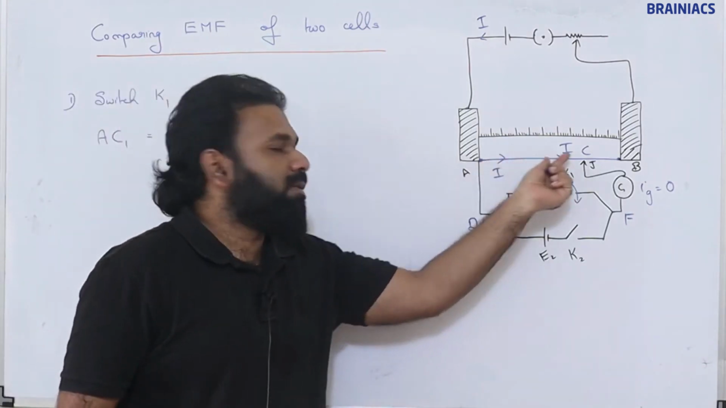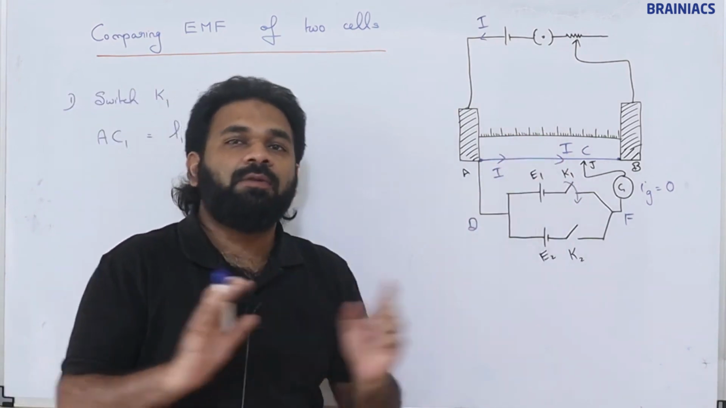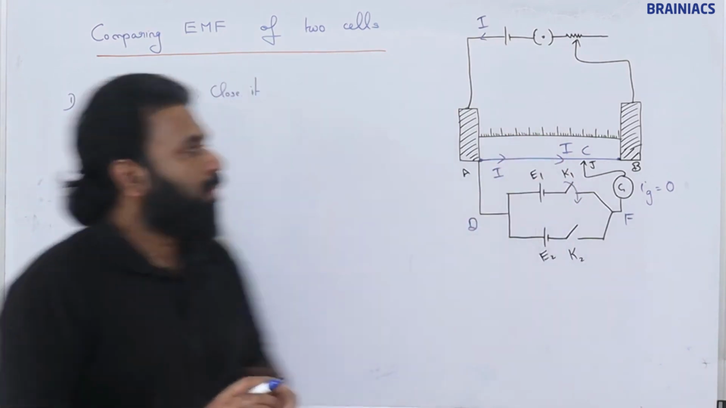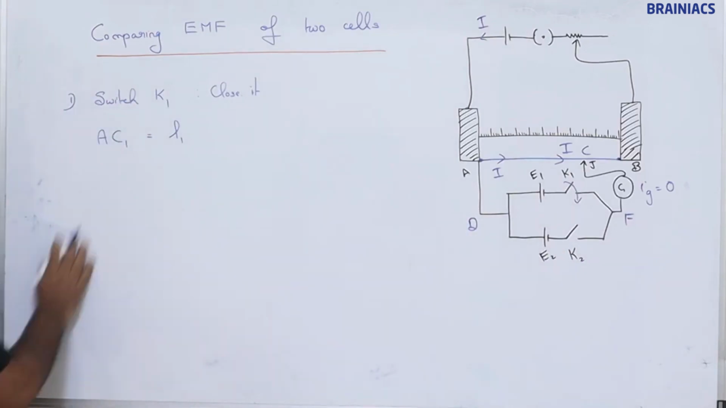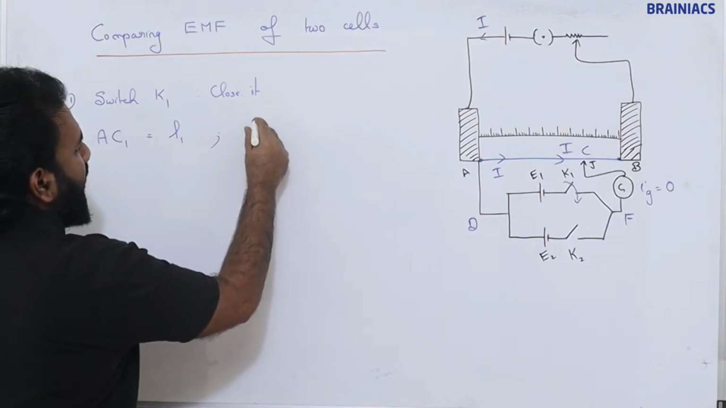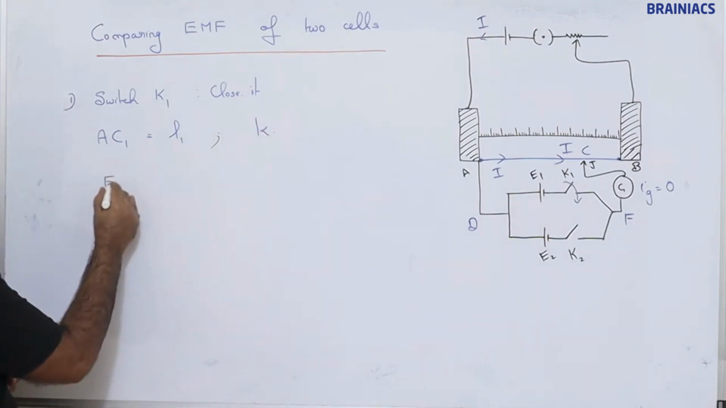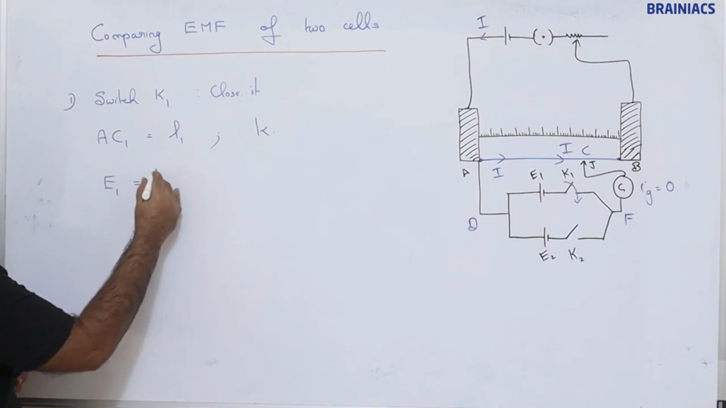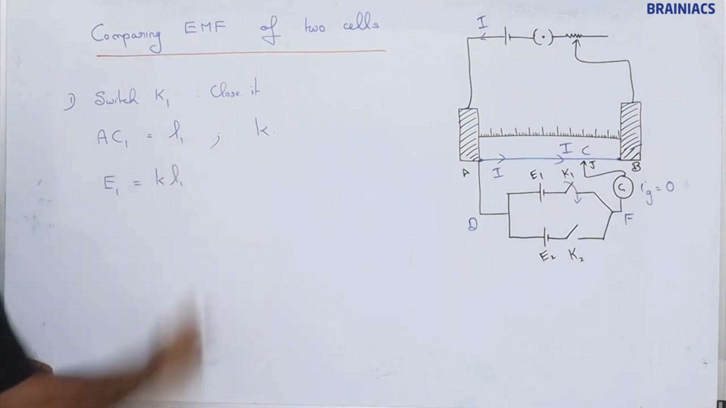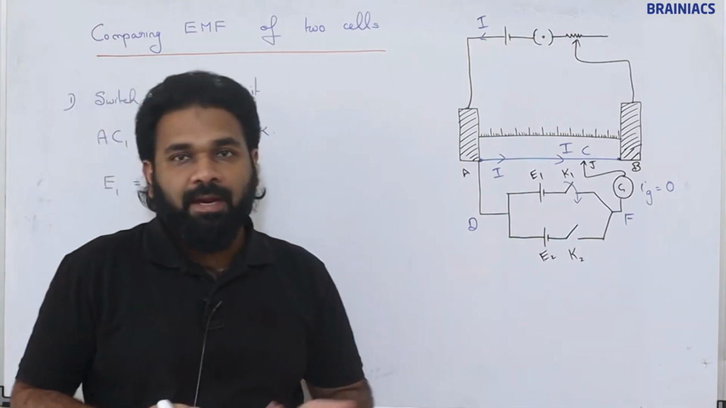I just moved this. At one point the potential of both became the same and current stopped. So AC1 is equal to L1. Now suppose the potential gradient is K, I can write that E1 is equal to what? K L1. So we know how to find the potential gradient now.